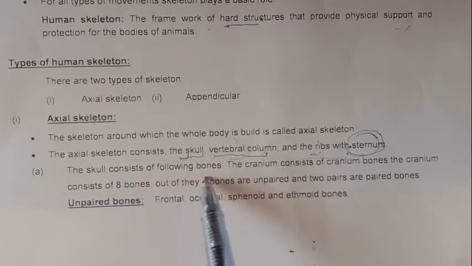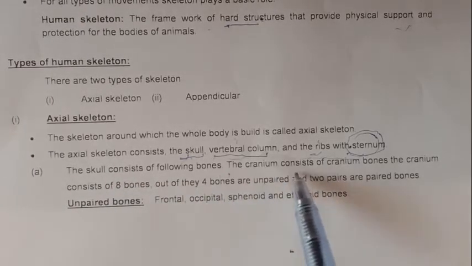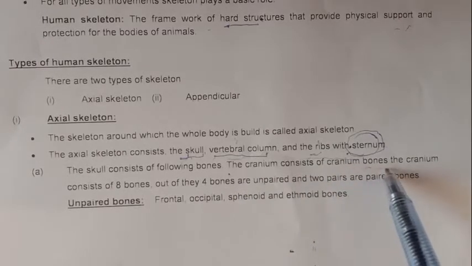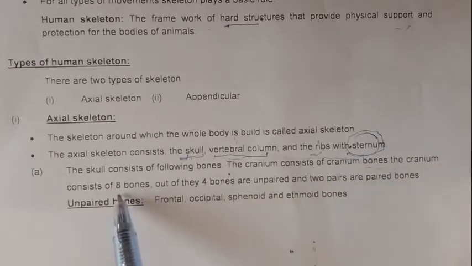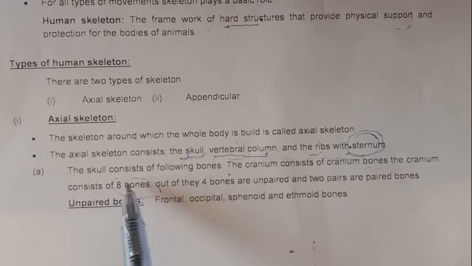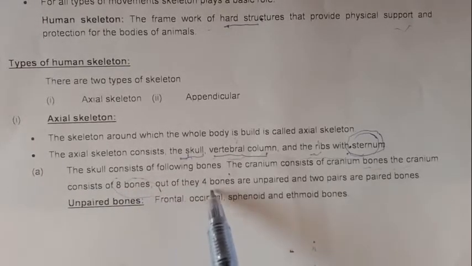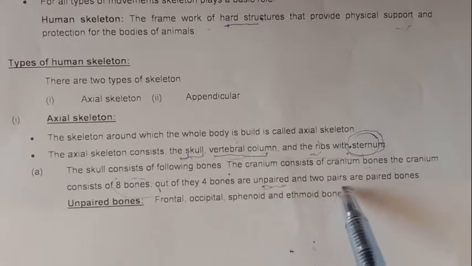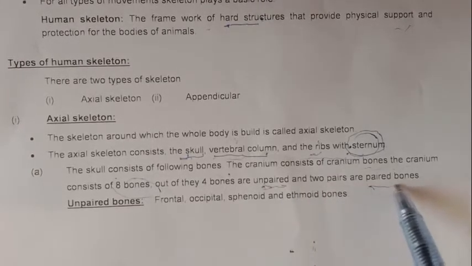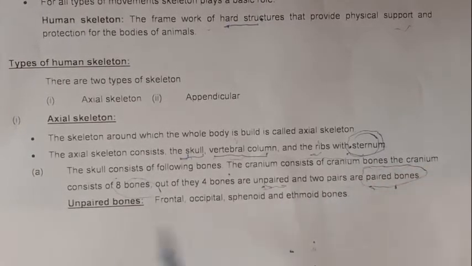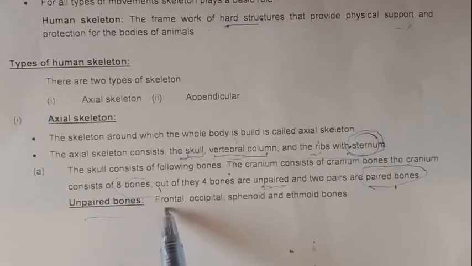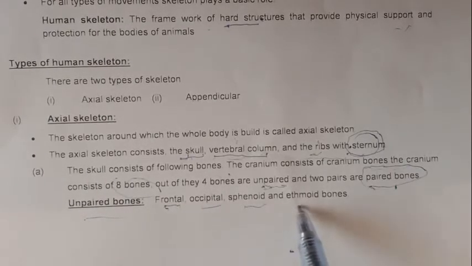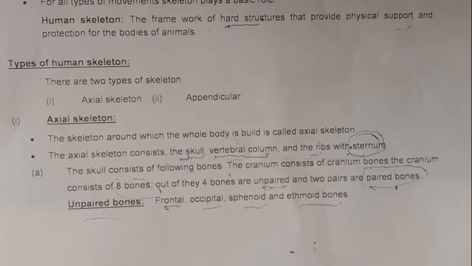Now first we will discuss the skull and the number of bones present in it. The skull consists of the following bones. The cranium consists of 8 bones. These bones are fused with one another. Out of these, 4 bones are unpaired. Unpaired means single, and 2 pairs are paired, meaning present in pairs. Unpaired bones: frontal, occipital, sphenoid, and ethmoid. These are the single bones.